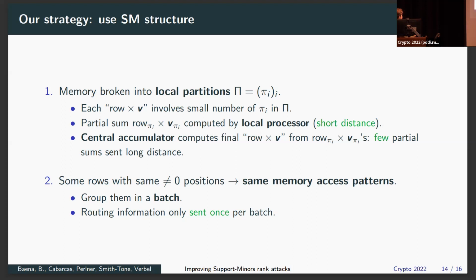And also there is another optimization which comes from the fact that some equations have the same non-zero positions, because some polynomials have the same monomial content. This means that the memory access patterns in your attack will be the same. So it was quite helpful to group all these equations in a batch, so that each call to the memory, of the size of the element of the partition, we do it only once per batch. And similarly, memory addresses will be sent only once per batch.